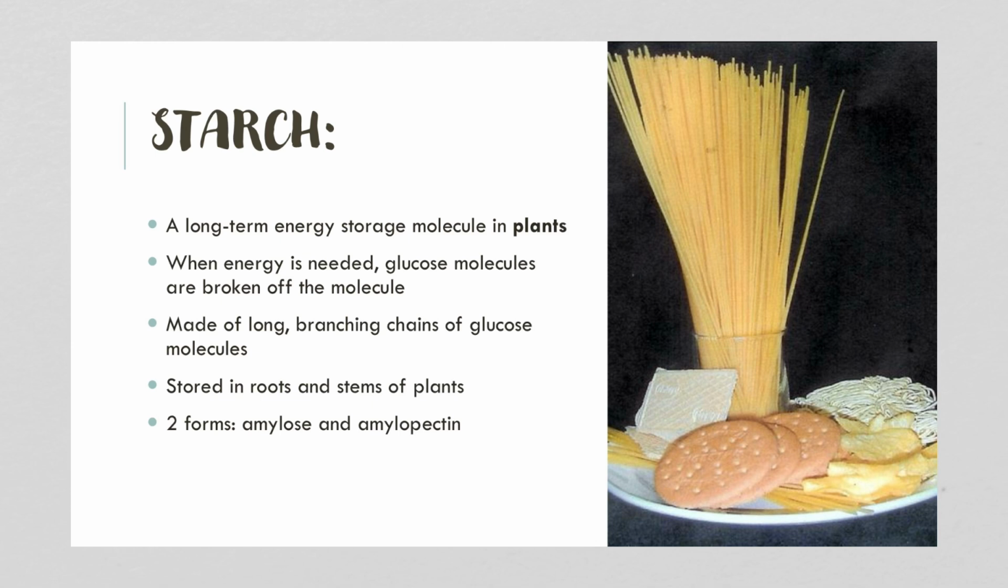So plants store up glucose in the form of starch, and then when energy is needed, glucose molecules will be broken off from the longer starch molecule and be used for energy. And starch is a long branching chain of glucose molecules, and it's generally stored in the roots and the stems of plants. And there's two different forms of starch, amylose and amylopectin.